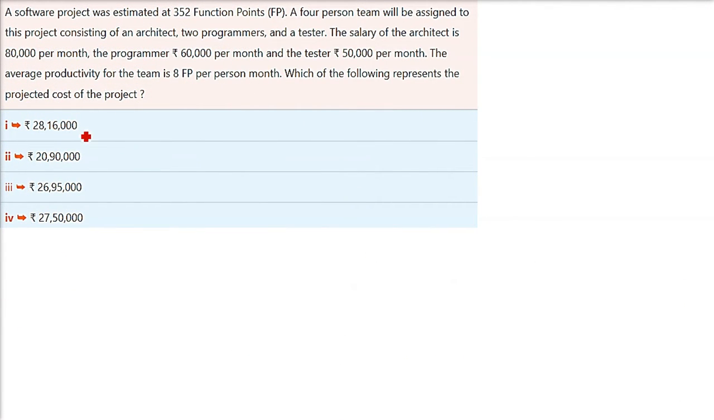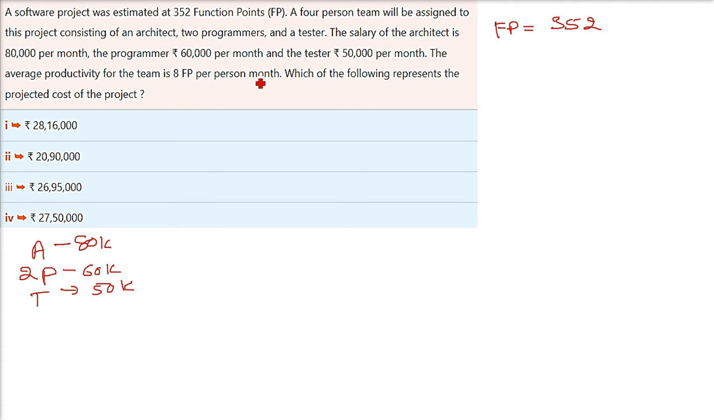Our software project has an estimated 352 function points, FP. Function points are the number of functionalities provided by the software product. A 4-person team will be assigned to this project consisting of an architect: 1 is architect, 2 are programmers, 1 is a tester. The salary of the architect is 80,000 per month, 80k. Programmer 60,000 per month. Tester 50,000 per month. The average productivity for the team is 8 FP per person month.